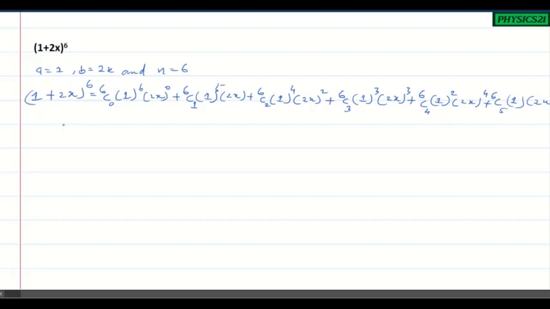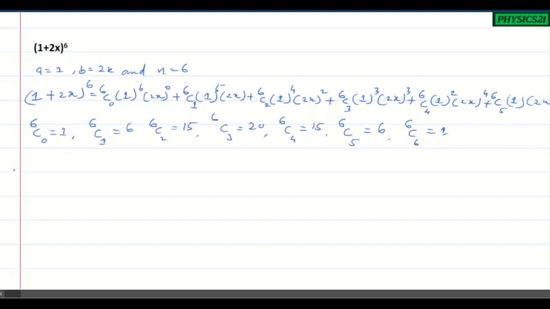Now we will calculate the value of 6C0, that is 1, and then 6C1, that is 6, 6C2, that is 15, 6C3, that is 20, 6C4, that is 15, 6C5, that is 6, and finally the value of 6C6, that is also 1. Now we will substitute these values in the above expression.